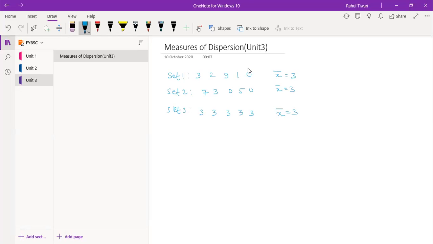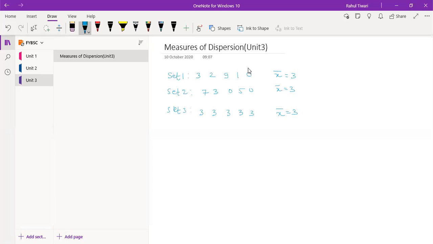In data set A, or I can say data sets 1, 2, 3, I have 3 data sets. If I'm just trying to calculate the central value, maybe the mean, maybe median, maybe mode, whatever the central tendency is based on that, you may find all these sets having the same mean.